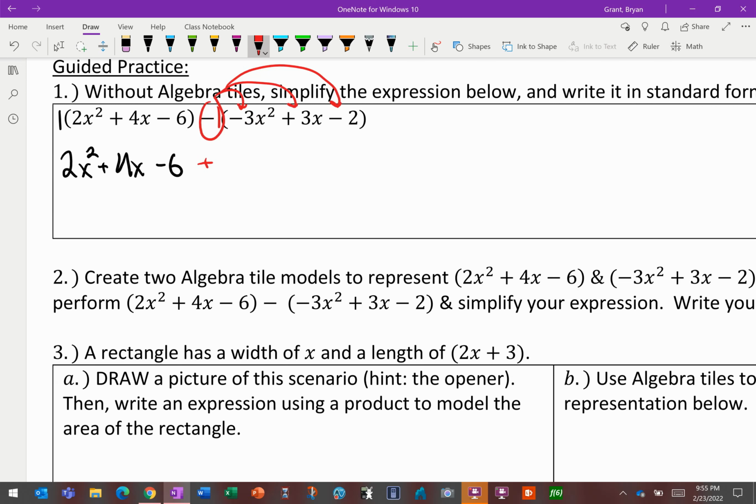Looked like a negative 3x squared, so it becomes a positive 3x squared. Was a positive, becomes a negative. Was a negative, becomes a positive. And then last but not least, we had to combine like terms.